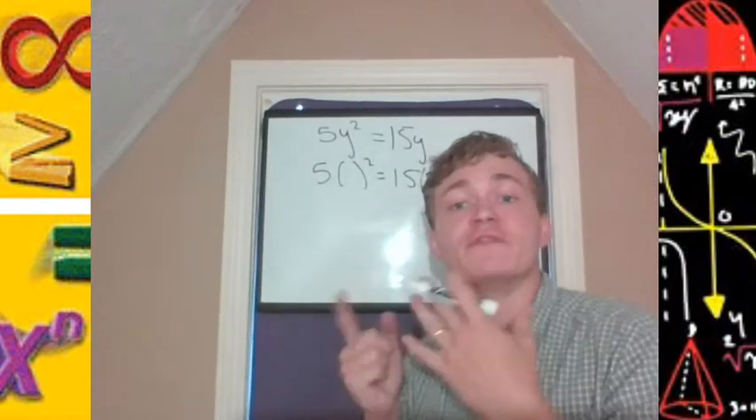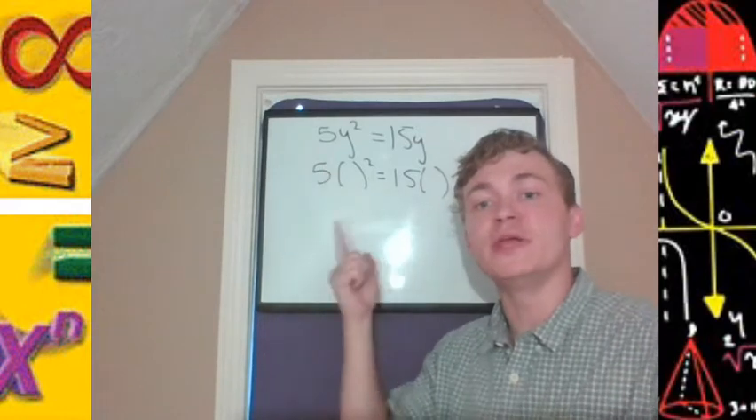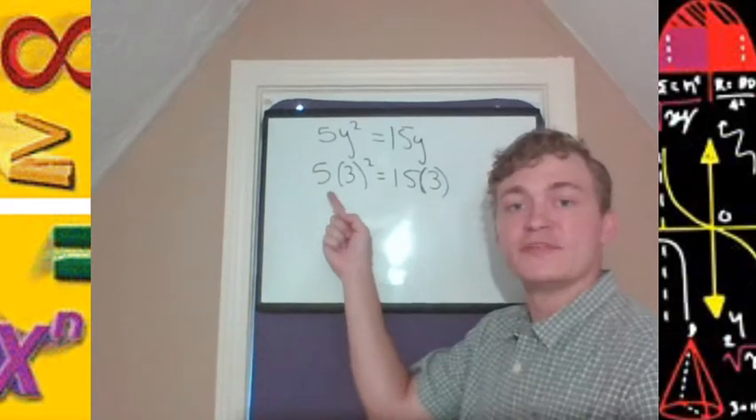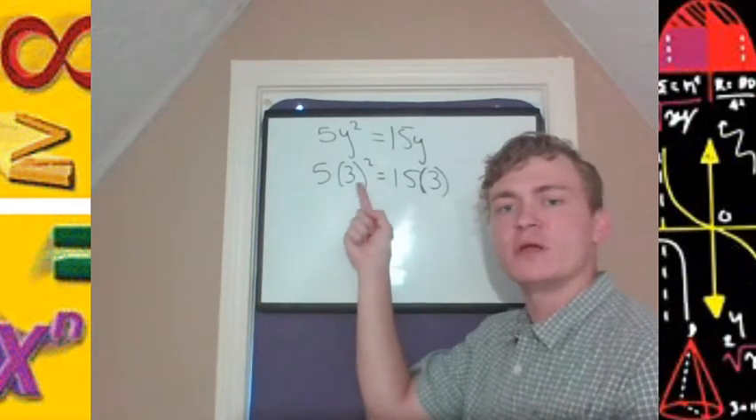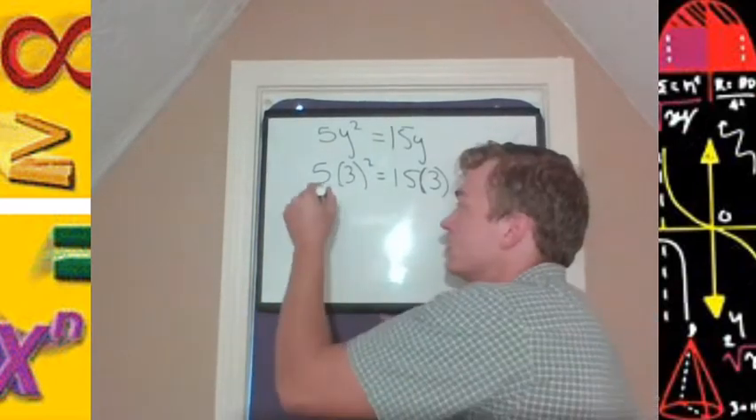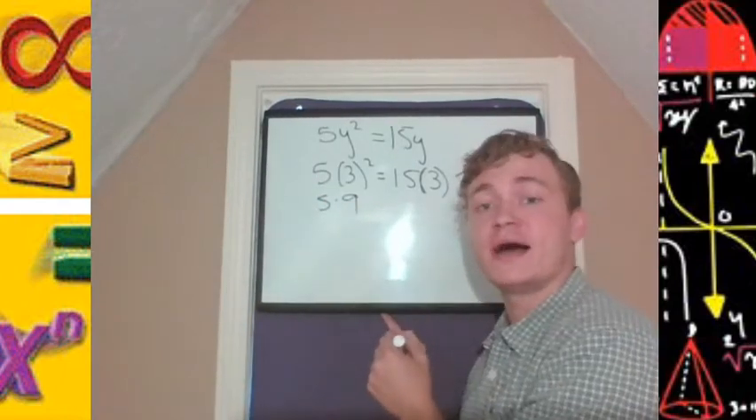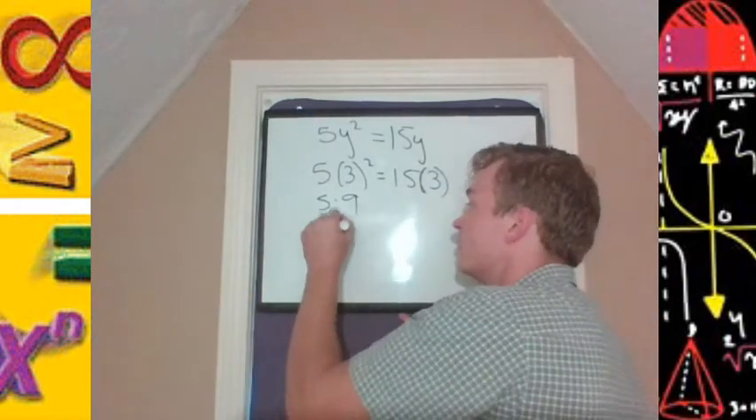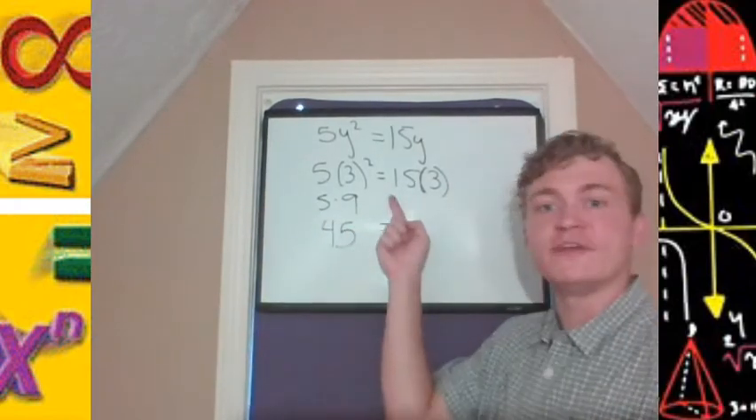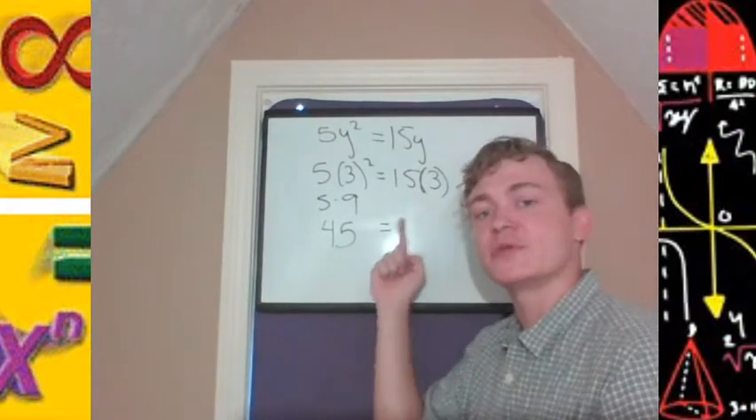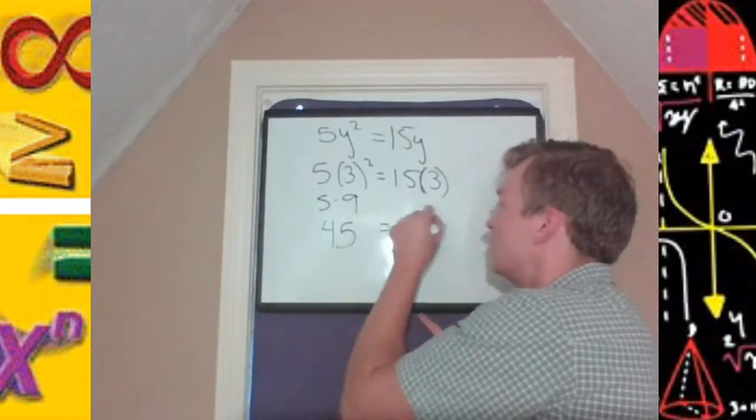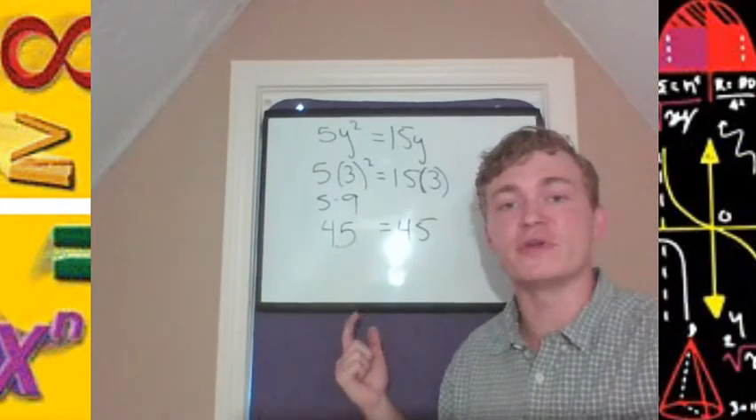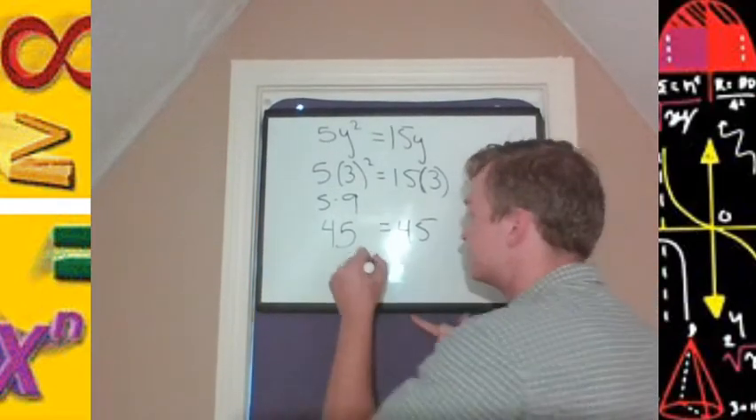Let's check the solution of 3. If y is 3, do we get a true statement? On the left-hand side, 5 is multiplying 3 squared. Well, what is 3 squared? It's 9. 5 is multiplying 9, and 9, 18, 27, 36, 45. On the right-hand side, 15 times 3 is 45. We see here that when y is 3, we get a true statement, that 45 does in fact equal 45. This confirms our two solutions.